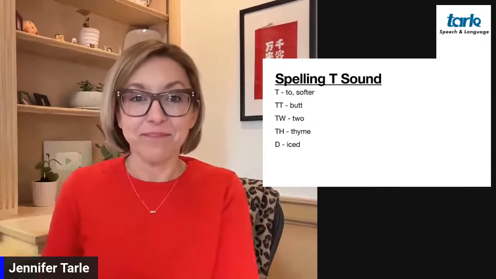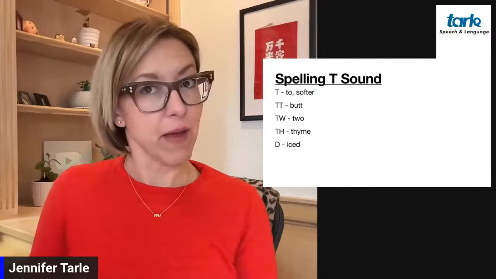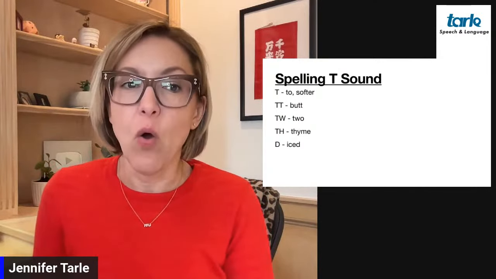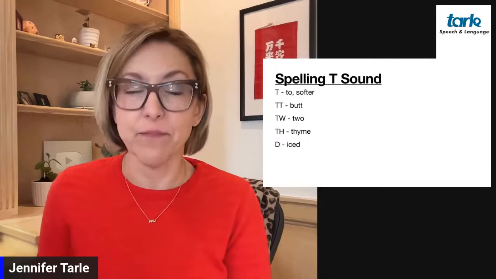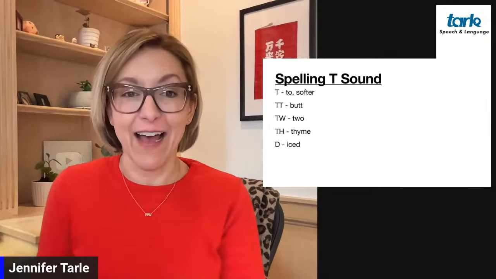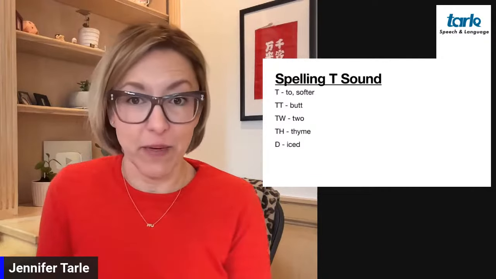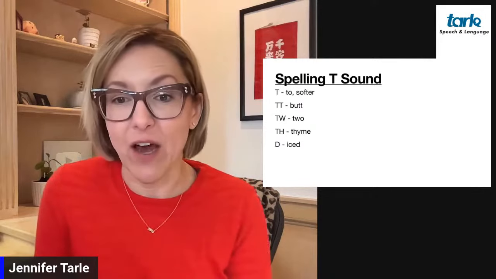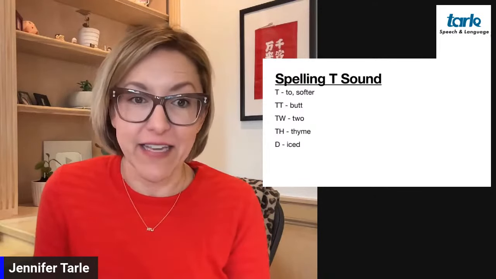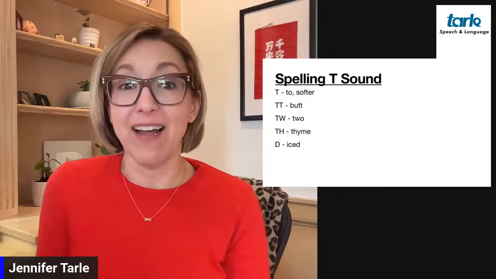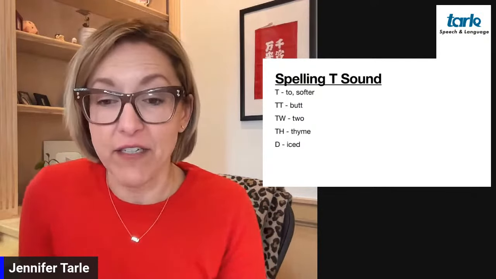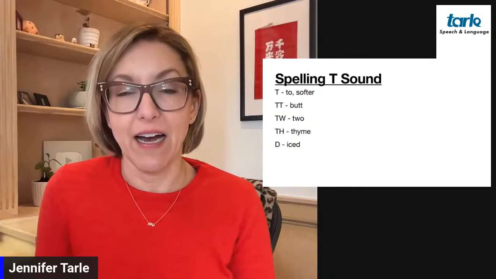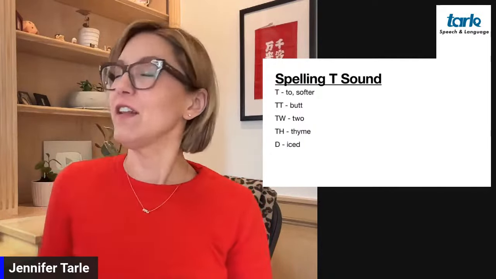We can also spell the T sound with a TH, like in the word time or in Thomas. We have another homophone there: thyme, which is the spice or the seasoning, and time, T-I-M-E, are pronounced exactly the same. And then sometimes we pronounce a D as a T, and we see that oftentimes with those ED endings and in the word iced. We have a lot of concepts here.